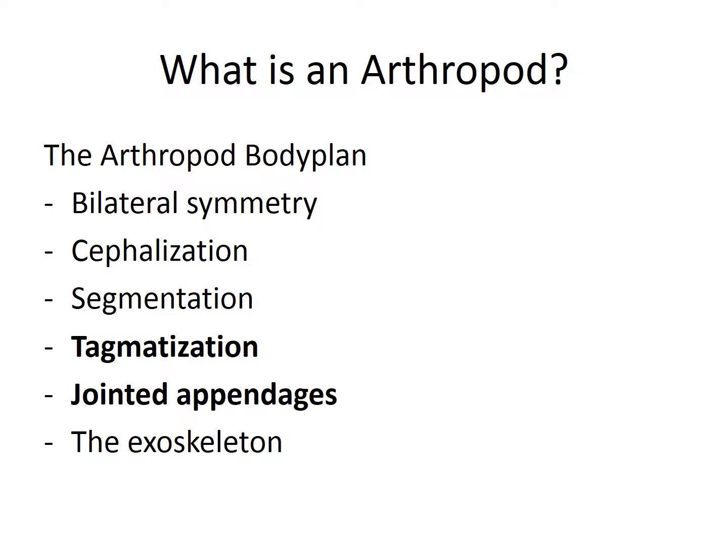So to start off, let's talk about what makes an arthropod an arthropod. To do so, we're going to talk about the arthropod body plan a little bit. First, we're going to talk about bilateral symmetry, then cephalization, segmentation, tagmatization, jointed appendages, and then finally the exoskeleton.